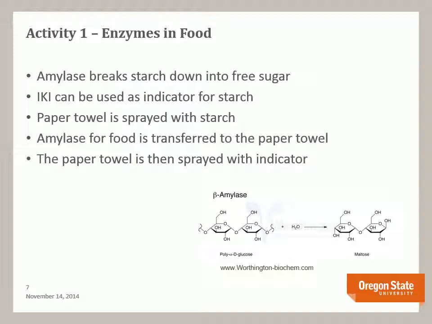Activity 1 explored enzymes that are found in food. The basic setup for the experiment is to look for amylase inside different food products that are found in the house. And how they do this is amylase breaks starch down into free sugars. So by spraying starch onto a paper towel, that can then be broken down by enzymes that are transferred to the paper towel from the food samples. The potassium iodide is used as an indicator for starch. It turns a very dark black color in the presence of starch and is just a light yellow when there is no starch present.